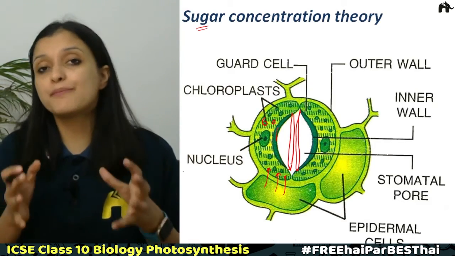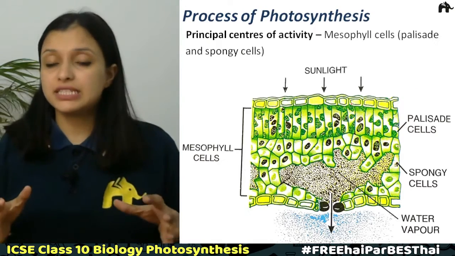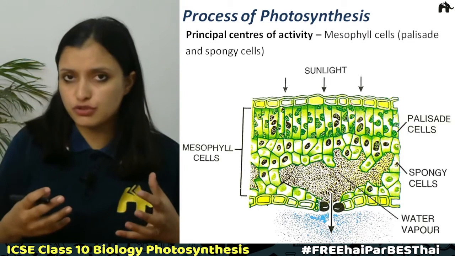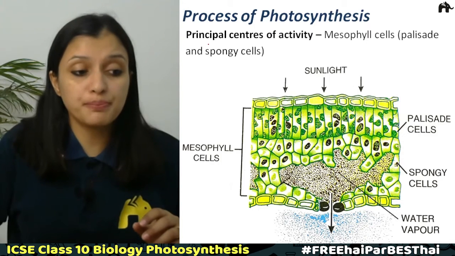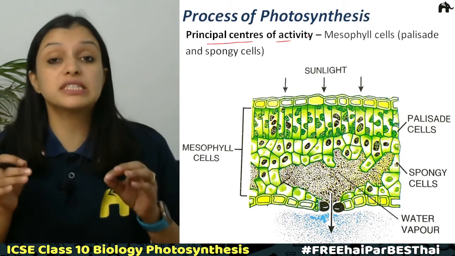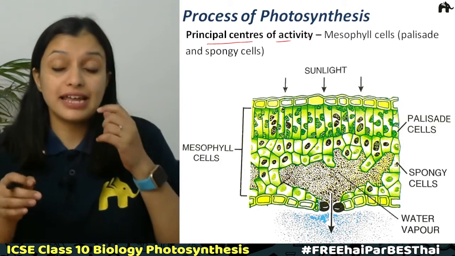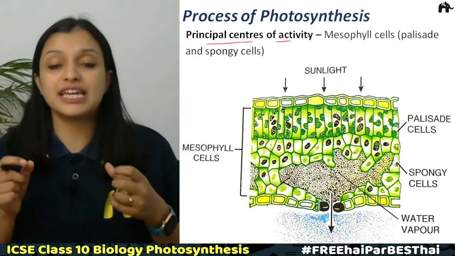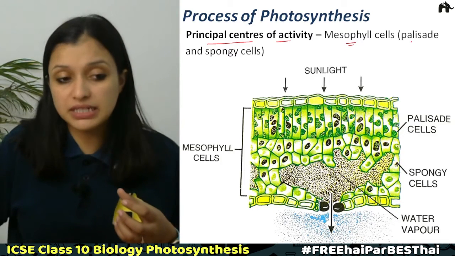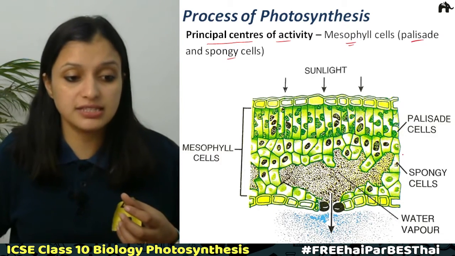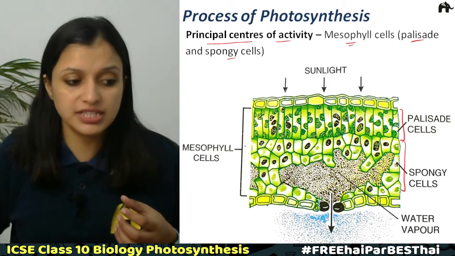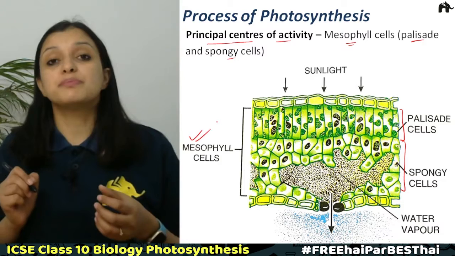or stomatal pore. Now the next topic is the process of photosynthesis. If we talk about the process of photosynthesis, what is the primary center of activity? The primary center of activity is the mesophyll cells, right? These mesophyll cells contain chlorophyll, correct? Now these mesophyll cells are made up of palisade and spongy cells, right? So palisade cells and spongy cells together make up the mesophyll cells.